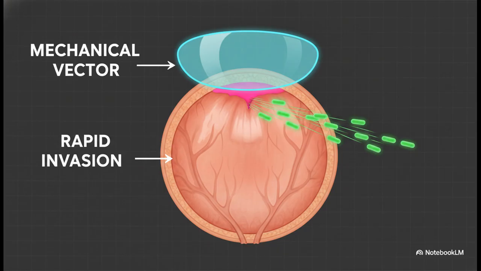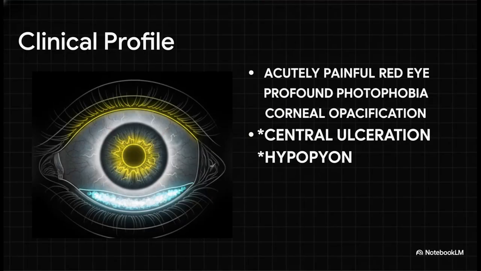We're primarily talking about Pseudomonas aeruginosa and Serratia here. Once the pathogen breaches that epithelium, the clinical destruction profile is incredibly aggressive and rapid. The patient is going to present with an acutely painful red eye, profound photophobia, and a thick, purulent discharge. Furthermore, when you do a slit lamp examination, you'll see the classic findings: a hazy cornea with dense central ulceration and potentially a layering of white blood cells right in the anterior chamber, which we call a hypopyon. This is a massive red flag, signaling a severe ophthalmological emergency.